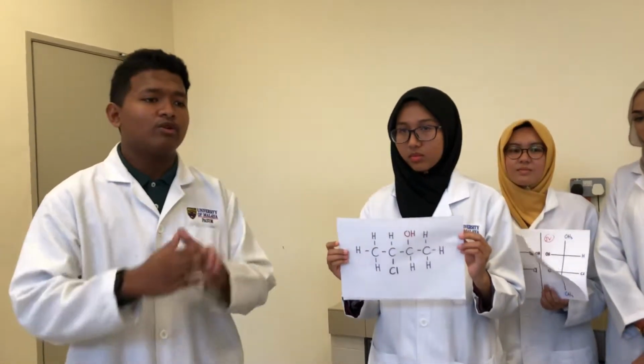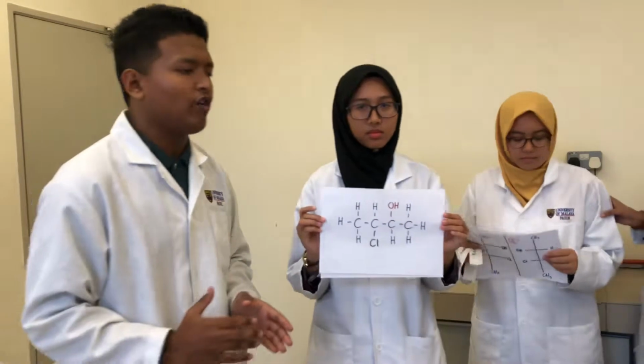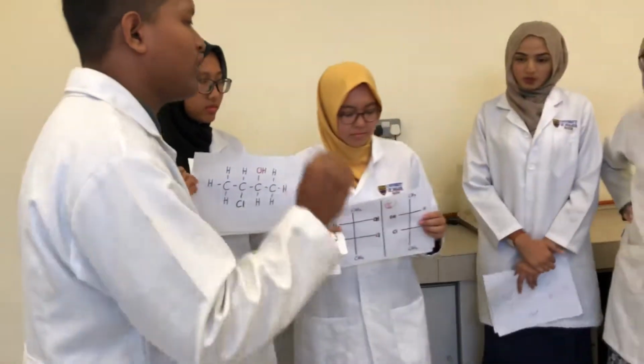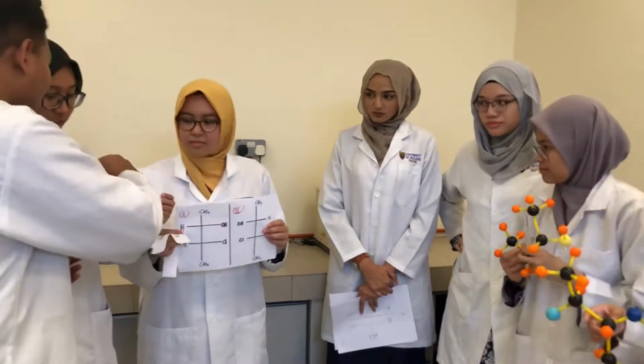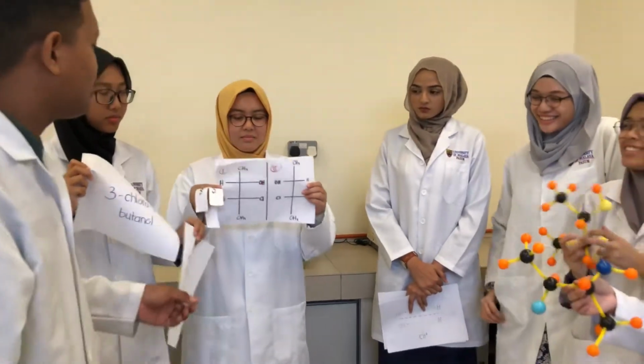So that is all about the structure. Do you know what is meant by chiral? Chiral is a Greek word that means hand. So chirality is basically how we determine whether the compound is superimposable or non-superimposable. In order to understand that, we need to draw a Fischer projection. So for 3-chloro-2-butanol, we get 4 stereoisomers.